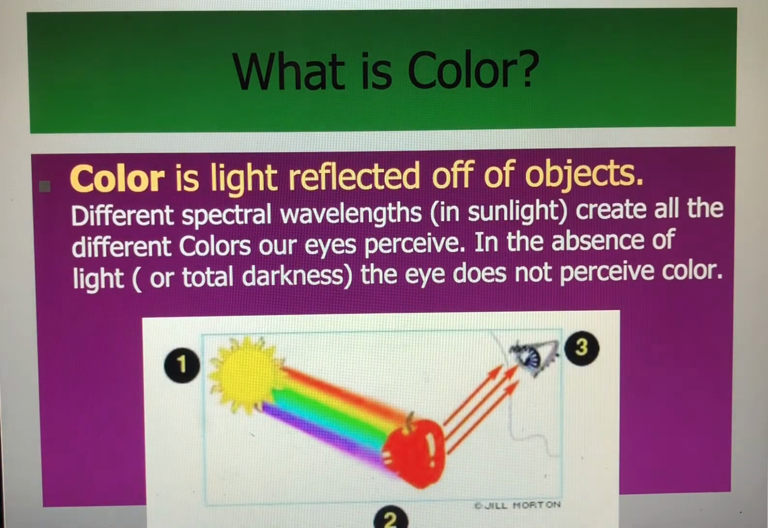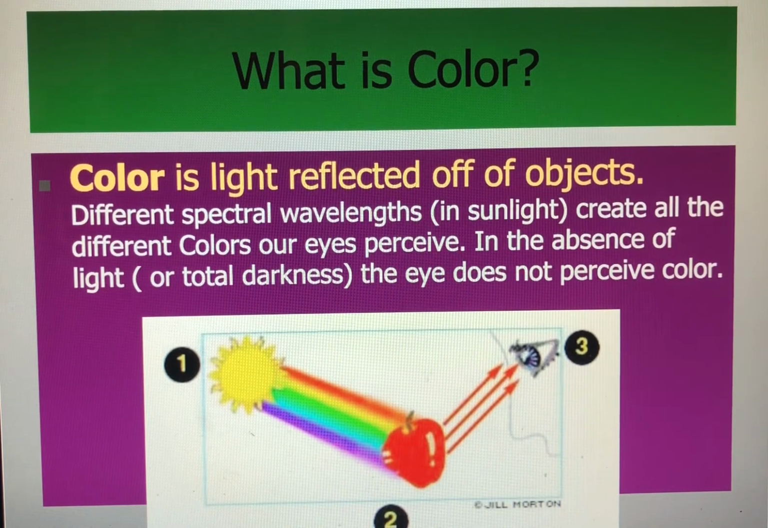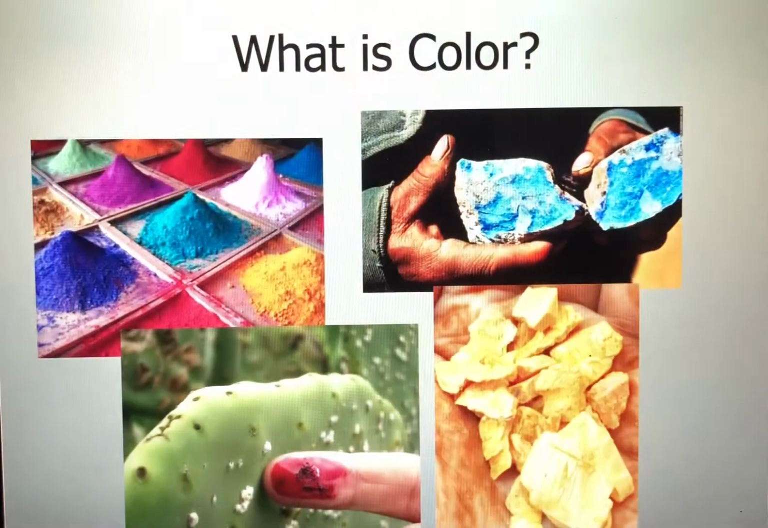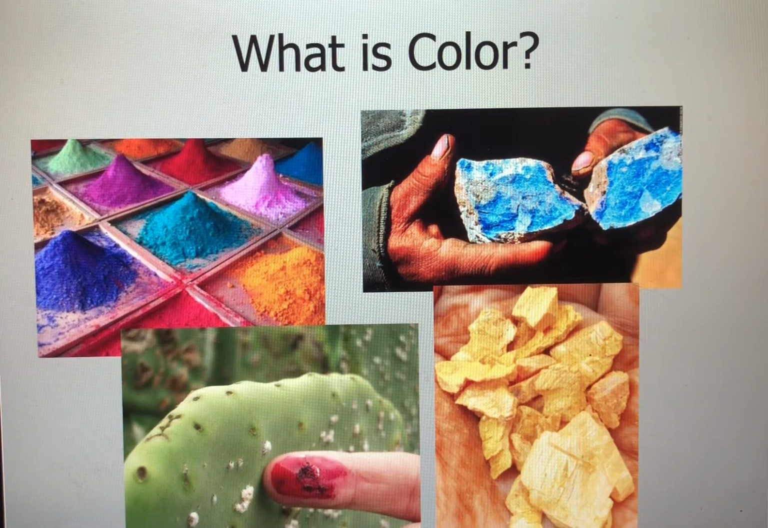Okay, so what is color? Color is light reflected off of objects. There's a whole science to light and color. It tells us that different spectral wavelengths in sunlight create all the different colors our eyes see. And in the absence of light, when we're in total darkness, the eye does not see color. For our purposes, color is a pigment or a paint, an oil stick, a chalk stick.